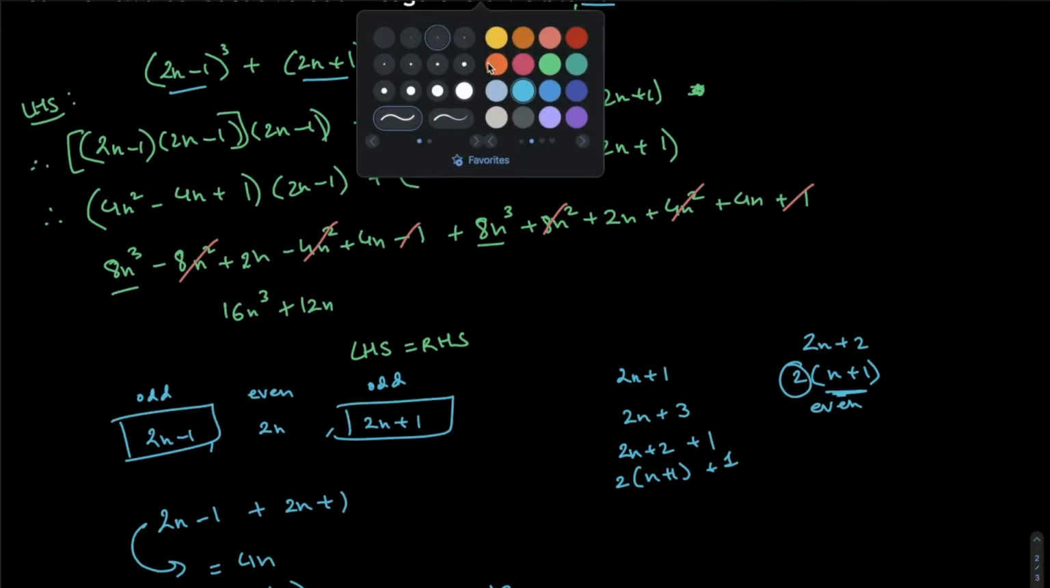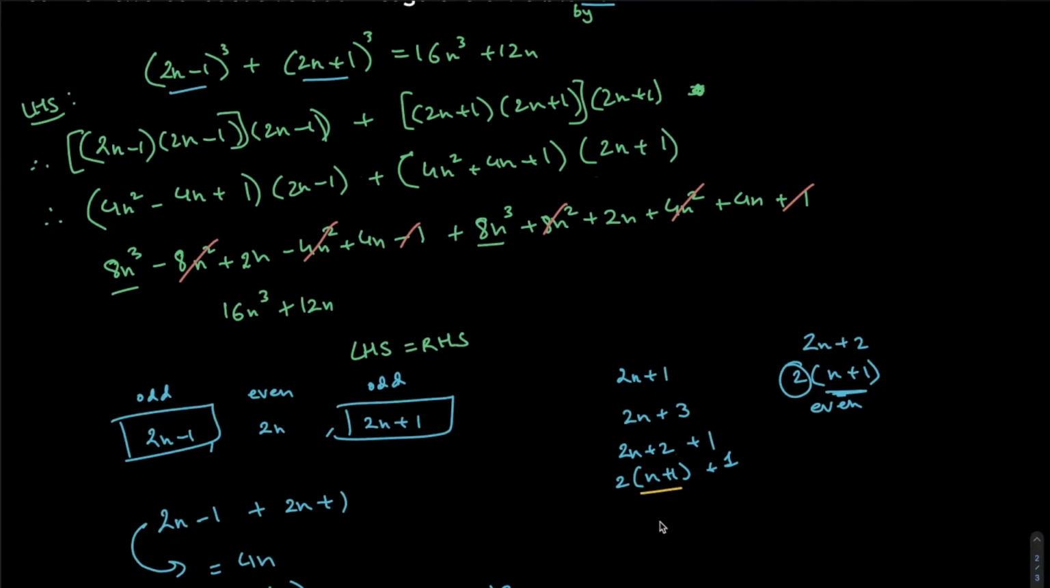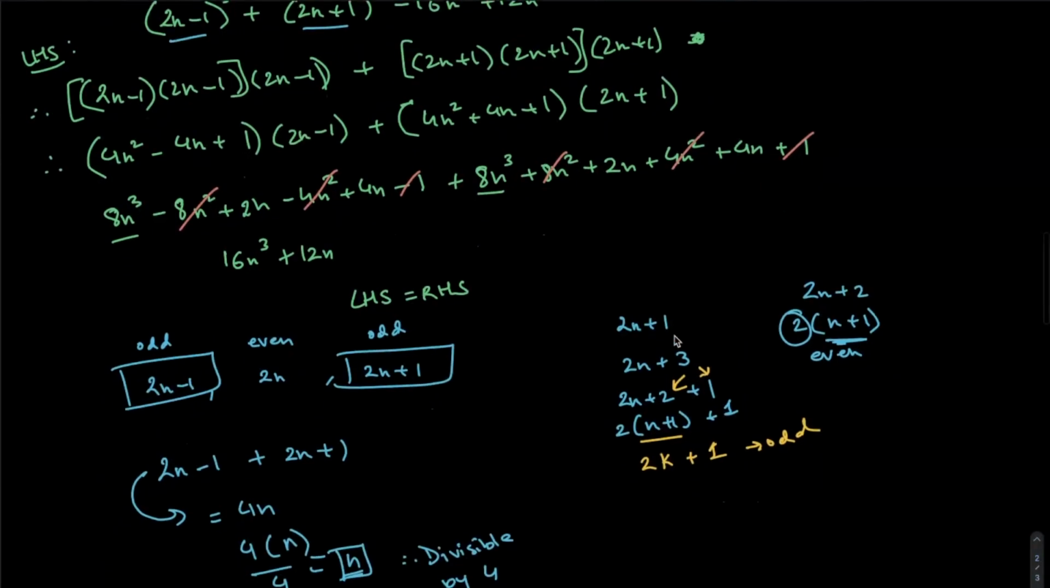If I put this in a different color, maybe, right? This could be different things. So this could be 2k plus 1, and thus it's an odd number, right? Now you see where I'm getting with this, right? I just proved that 2n plus 3 is an odd number by breaking 3 into 2 and 1 here. And then I show that it's an odd number, right?